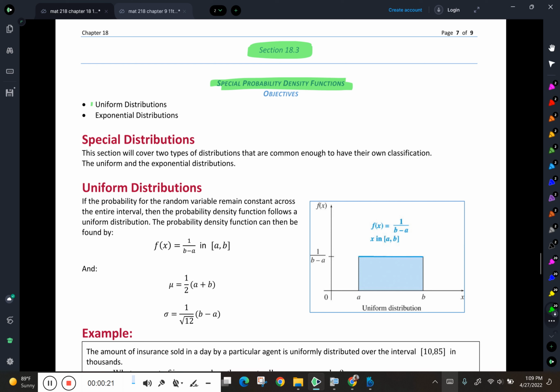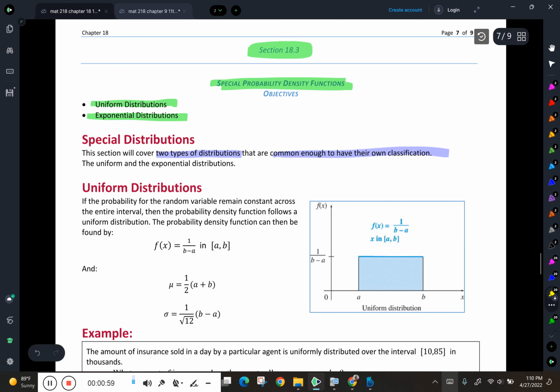And in this section, we're going to take a look at two special probability density functions, the uniform distribution and the exponential. So we're going to cover two types of distributions that are common enough to have their own classification. I mean, they happen often enough that they get a fancy name, but more importantly, because they're common enough, the approach to solving questions about them has been really standardized. There's formulas to do things, and it takes away some of the difficulties that we would have had in section 18.2 with finding means or standard deviations.